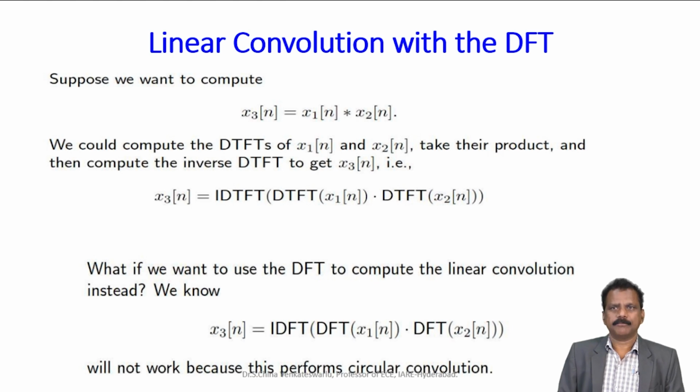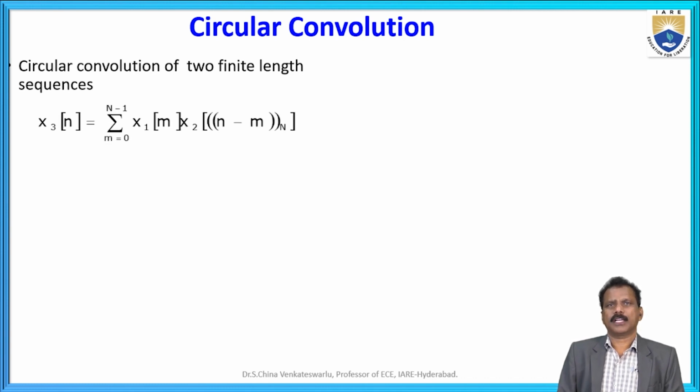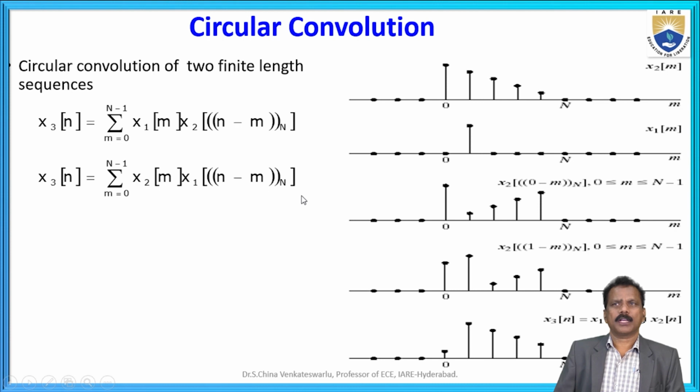Now we have to look at the circular convolution of two finite length sequences. x3 of n is equal to the summation over m equal to 0 to N minus 1 of x1 of m times x2 of n minus m modulo N, which is also the summation over m equal to 0 to N minus 1 of x2 of m times x1 of n minus m modulo N. Plot x2 versus m, and x1 versus m, for 0 less than or equal to m less than or equal to N minus 1.